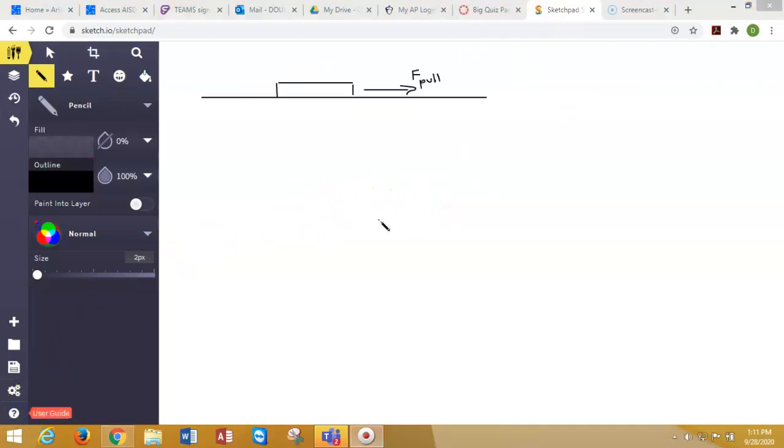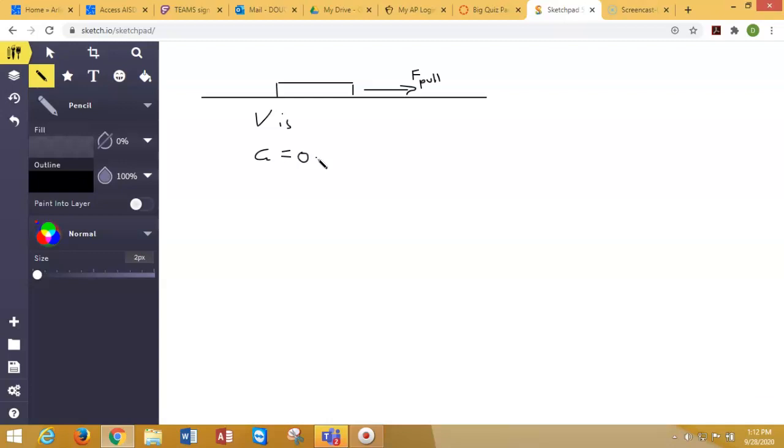Now, I'm going to add a little more complexity here. What happens if I pull the book to the right? I'll call that force pull. Okay. This is a little tricky. Let's say that I move it with constant speed. So I would say, all right, v is constant. If v is constant, then our acceleration is 0 meters per second squared.